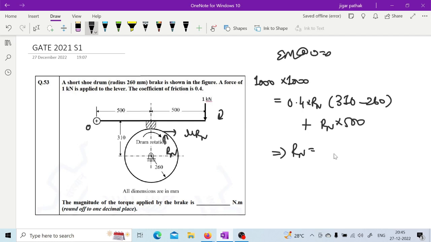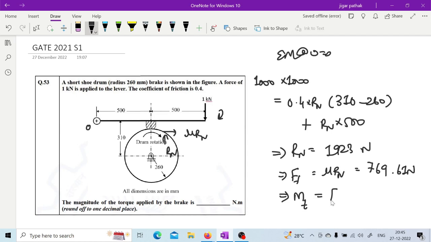Rn is almost around 1923 Newton. Once you have this Rn, you can calculate the frictional force as mu Rn. Mu is given as 0.4. So what is this frictional force Ff? It is almost 769.61. So the braking torque MT is Ff into the radius of the drum. It is almost coming around 200 Newton meter. So this 200 will be your answer. Correct?